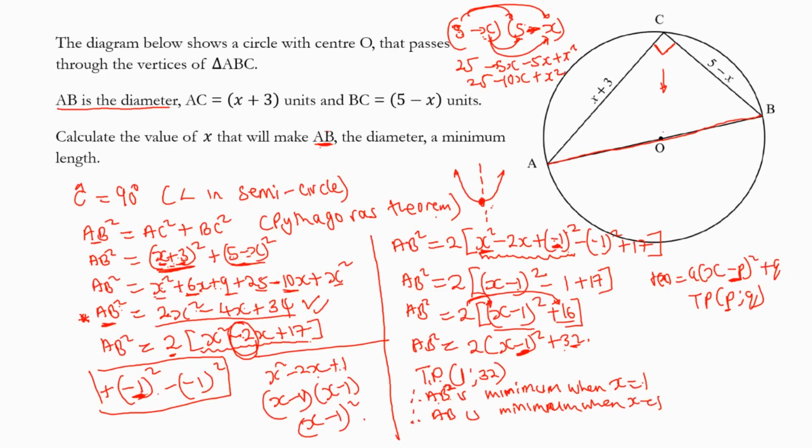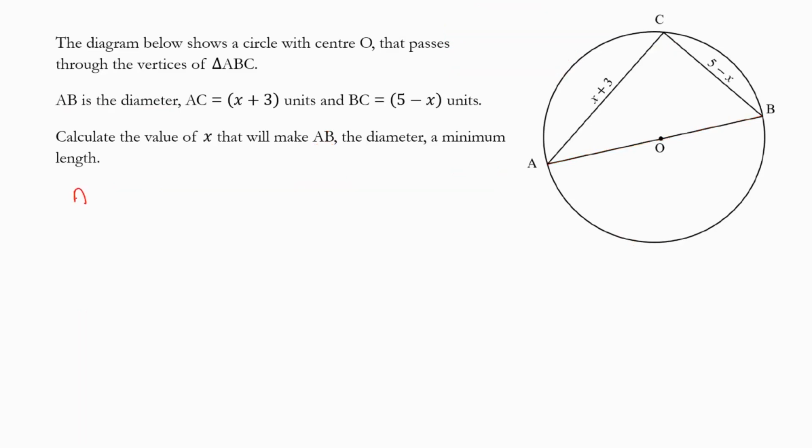Let's do the second method. Remember, we're going to use this. We said AB squared is equal to this, so we're going to start from there. AB squared is equal to 2x squared minus 4x plus 34. Right, you can use the axis of symmetry. Remember, for the axis of symmetry, x is equal to negative b over 2a.